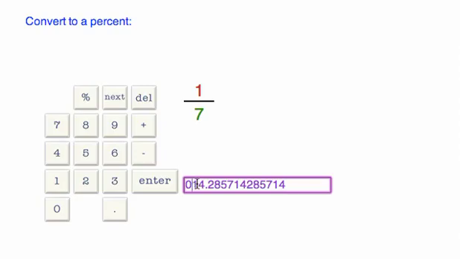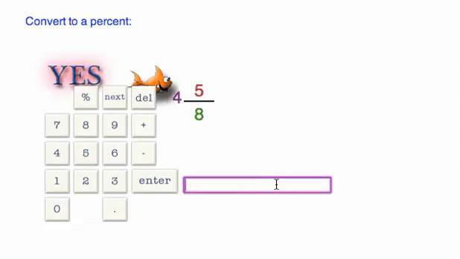So 14.2857142857, and it repeats. Okay, so I'm just going to round this to 4 or 5 decimal places and put my percent symbol. And that's it.